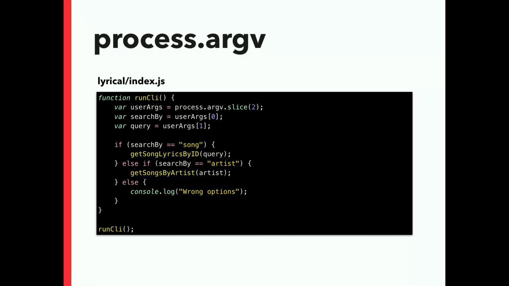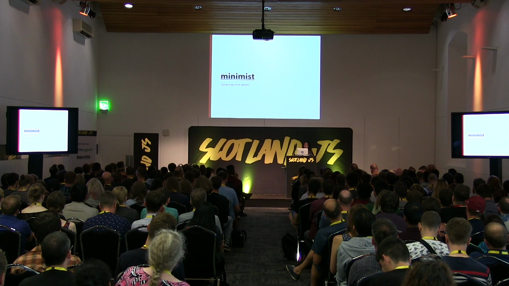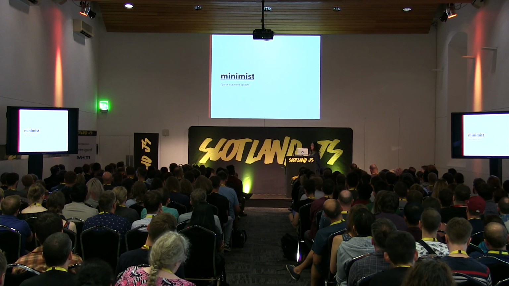So of course, if you just need to parse really simple arguments, you can probably use process.argv. But if you want to build something more complicated, maybe we need the help of another module. So let's explore what options we have. Next I have minimist, and the library says it parses argument options. That's all it says on GitHub, which is very minimal, very true to its name.